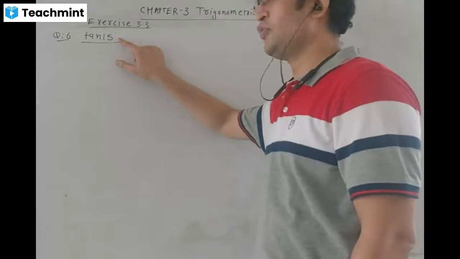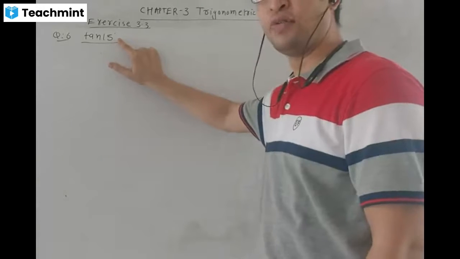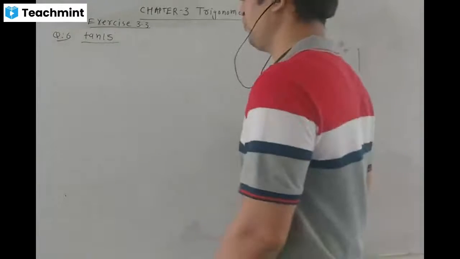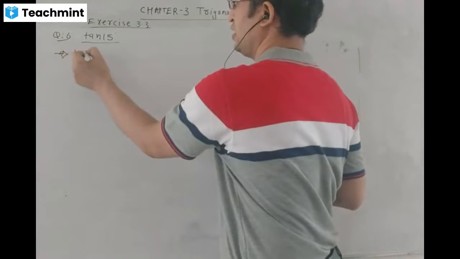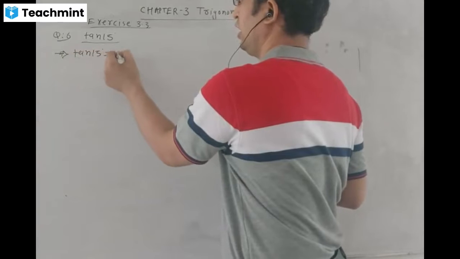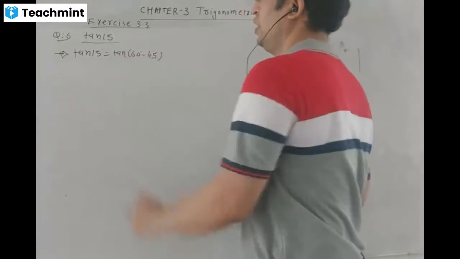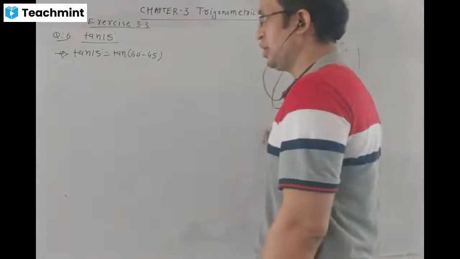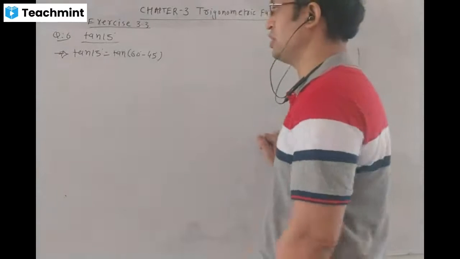If the difference of two angles is 15, we can take any two angles, 60 and 45, otherwise 45 and 30. So we take 60 and 45. Tan 15 is the same as tan(60 minus 45), or else tan(45 minus 30).